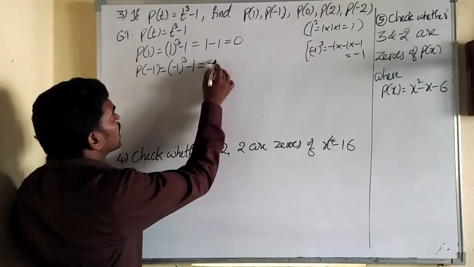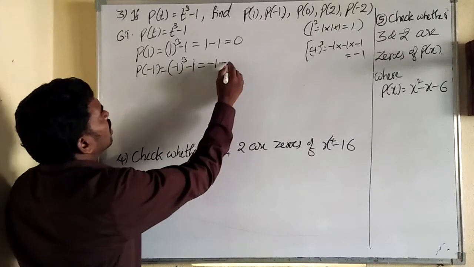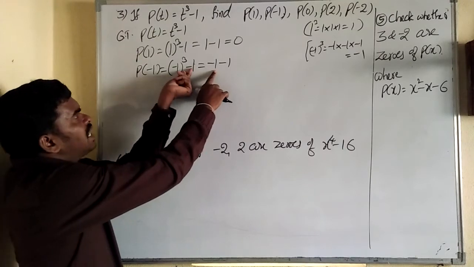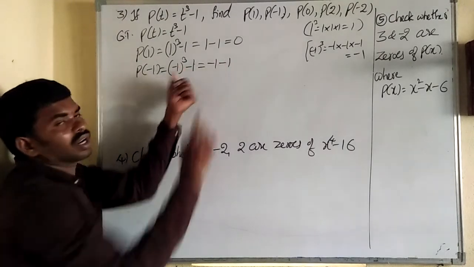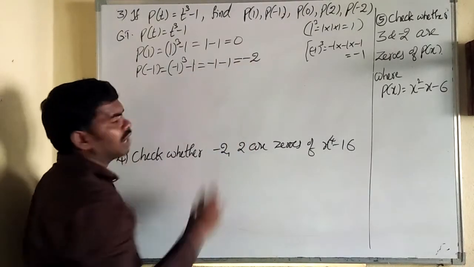So what is the answer? Minus 1. And the remaining minus 1 is... (-1) cube means -1. Minus means minus, 1 means 1. Now -1 minus 1, how much? Yes, very good. Minus 2.